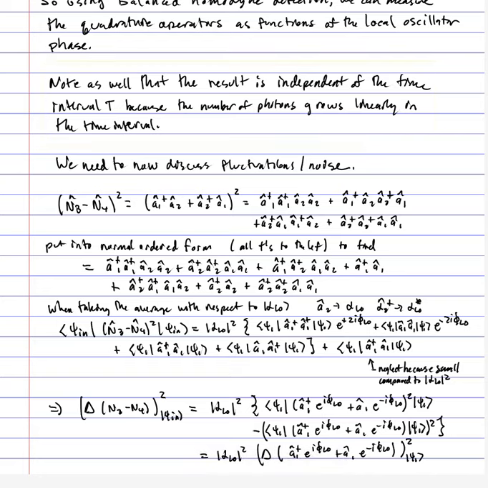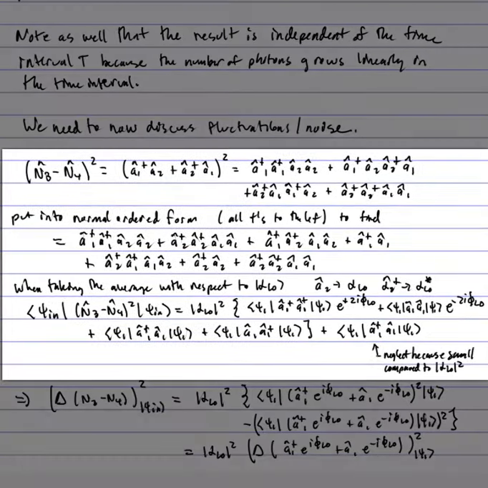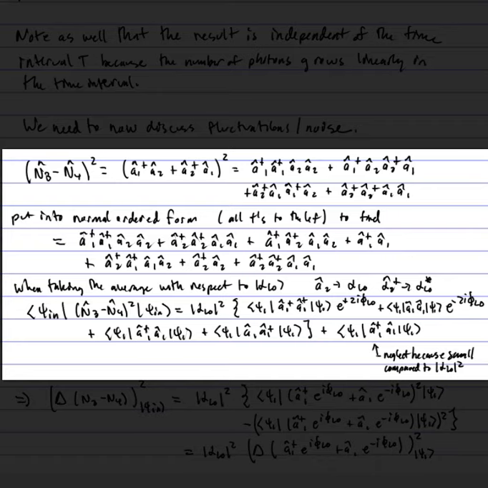And that's because the overall signal was divided by this factor of 1 over t. All right? So now we need to also discuss the fluctuations in noise because we need to know what our signal to noise ratio is. So we're going to look at (n3 minus n4) quantity squared. That is easy to calculate. It's (A1 dagger A2 plus A2 dagger A1) quantity squared.